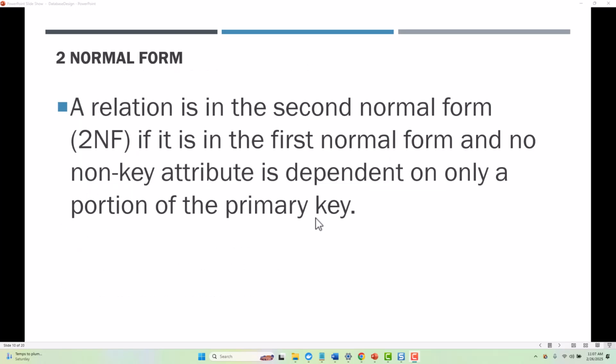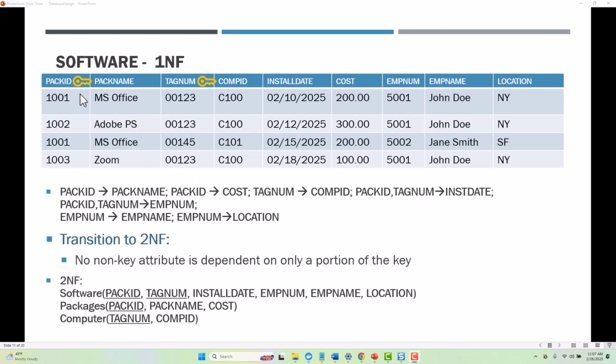Then when I go to second normal form, this is where I have a relation that's in the second normal form if it is in the first normal form, and there are no non-key attributes dependent on a portion of the primary key. So what the heck does that mean? Well, I have my pack ID and my tag num being the whole entire primary key. So if I have any relations that are based off of just the pack ID or just the tag num, I need to remove them into their own separate entities.